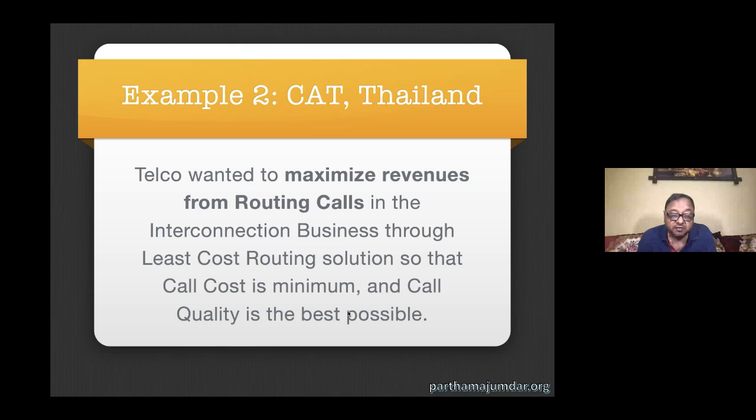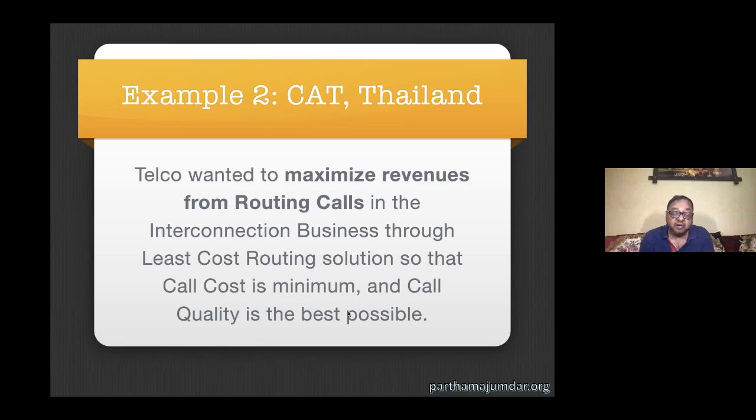If the cost of carrying the call from the source to the destination is the least, then the telecom company makes the maximum profit from that particular call. There can be other parameters also. For example, a person says, I want my call to be of premium quality, the best call quality. So the telecom company will say, okay, fine, I will get you the route which will provide the best quality of conversation while you are on the call.